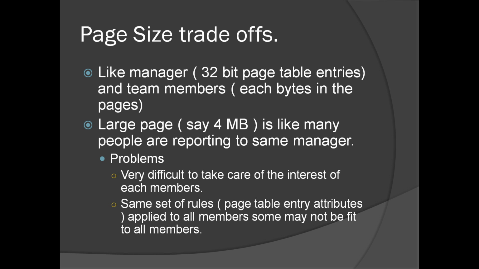So each page table entry is like a manager in a team, where the team members are the bytes in the pages. A large page is like many people reporting to the same manager. Problem: it is very difficult to take care of the interest of each member. The same set of rules, which are the page table entry attributes, are applied to all the members of the group. It may not fit for all the members. That's a problem with large pages, say for example 4 MB.